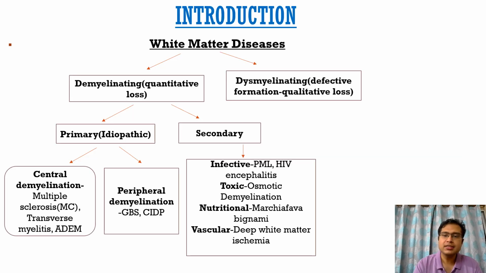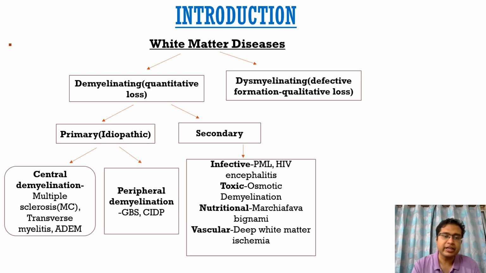White matter diseases can broadly be classified into two main categories: demyelinating disorders, that is quantitative loss of normal myelin that has been formed, or dysmyelinating disorders, that is defective formation of the myelin itself, which is actually a qualitative loss. In this session we'll be mainly dealing with the demyelinating disorders of the CNS, which can again be classified based on the etiology into primary or idiopathic, where the etiology is unknown, and secondary, where there is a known underlying etiology.